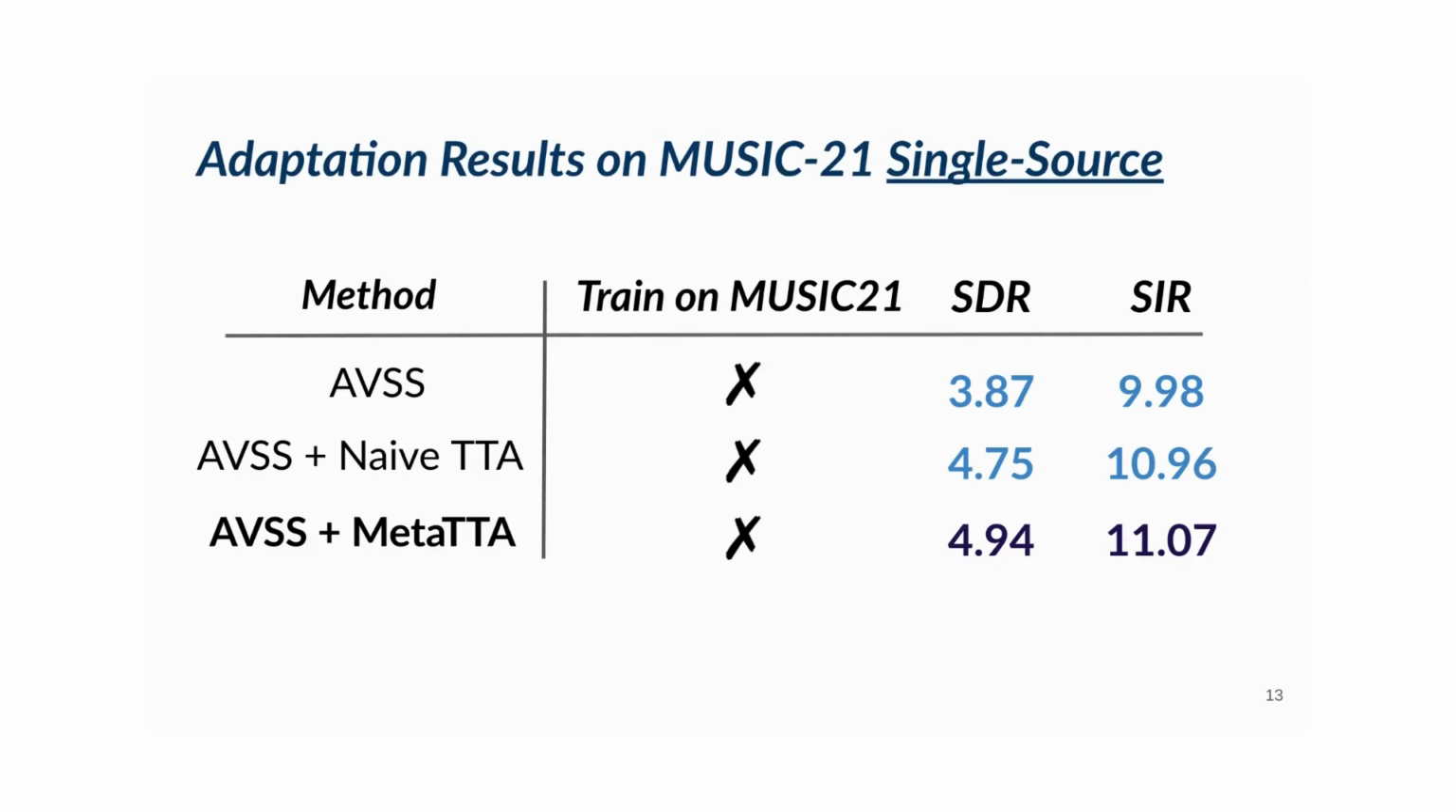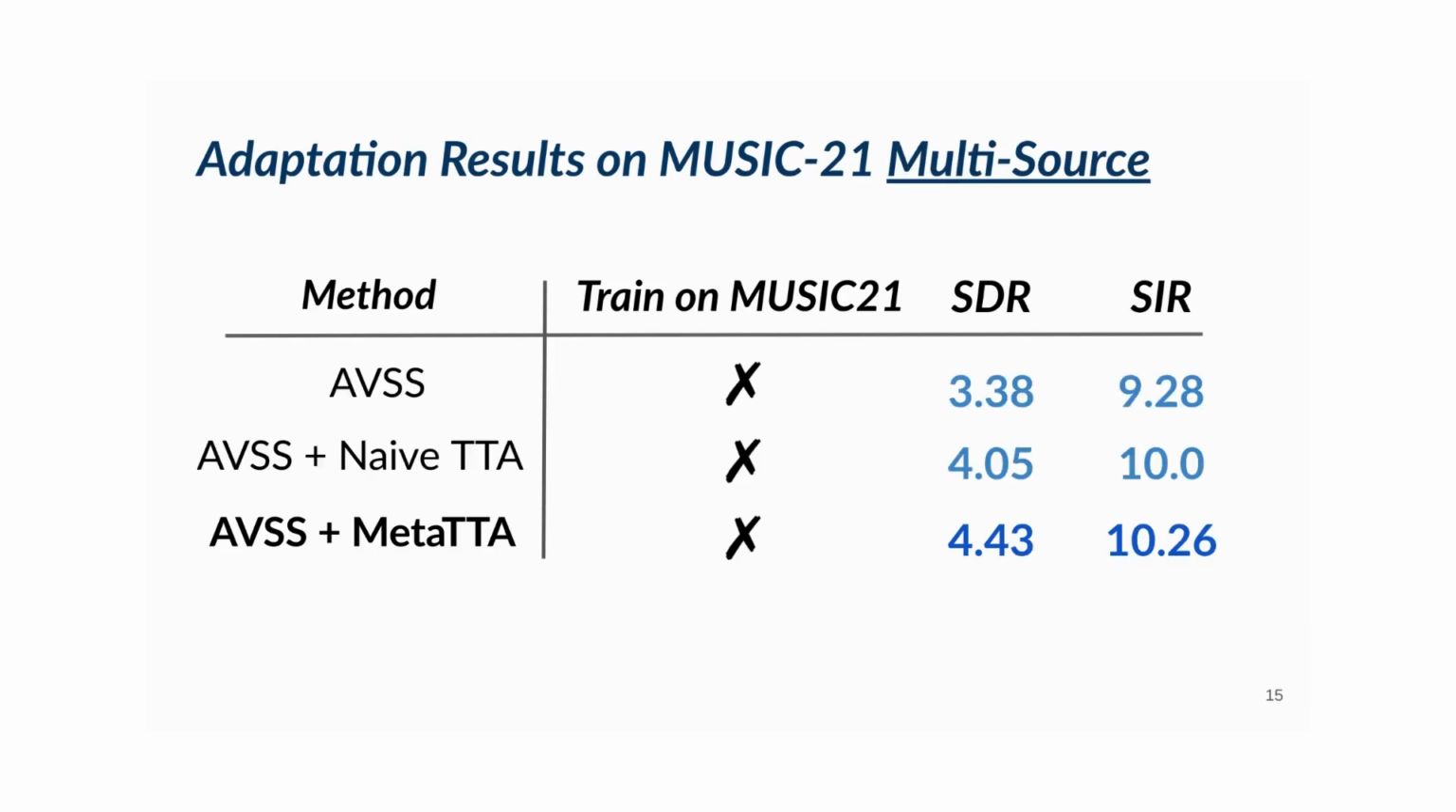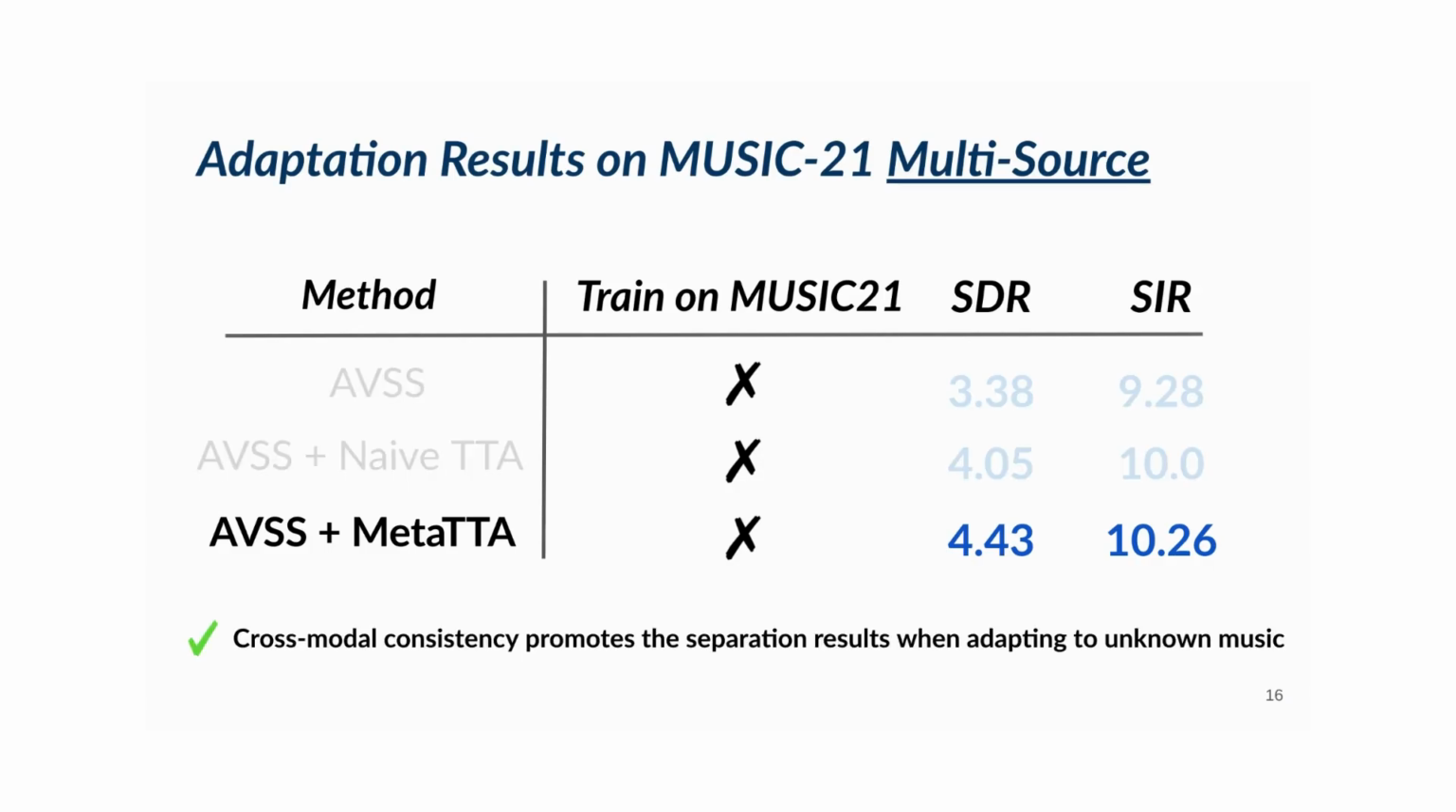To show model compatibility to separate sounds of unknown musical instruments, we evaluate our framework on the Music 21 dataset. More specifically, we use the model pretrained on the music dataset and adapt it on each sample of the Music 21 single source test set. As you can see, cross-modal consistency learning promotes the separation results more aggressively when adapting to unknown music classes. We further evaluate on the Music 21 multi-source test set. We see a similar trend that cross-modal consistency based on meta learning achieves the best performance.